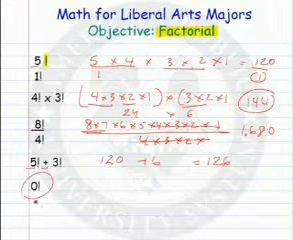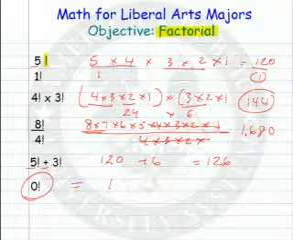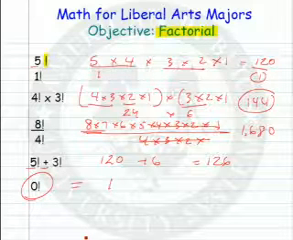The last problem is 0 factorial, and that's defined. 0 factorial is defined to be 1, and this is very important. We'll use this with our permutations later on.